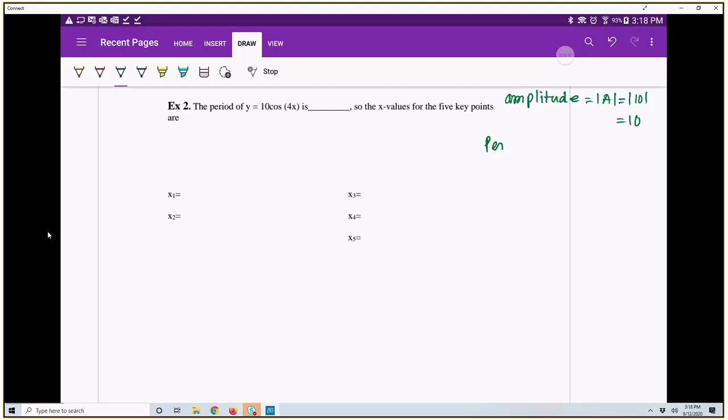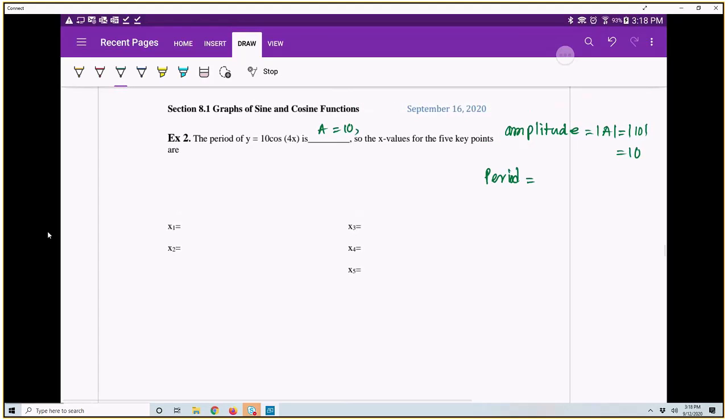Now the period for this function. Remember the b value in this problem. We know that a is 10. Actually, let me write it somewhere else because I need to fill in the blank for the period. A is 10, b is 4, and c is 0. So the period is going to be 2 pi over 4, and that's pi over 2. So whatever happens for the original cosine function between 0 and 2 pi is going to happen between 0 and pi over 2 for our transformed function.